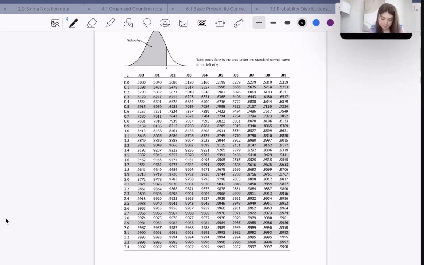And the opposite is true. Let's say we know the probability is 0.6736. Well, we've got to find that number here on the table, and we can find the z-score. We can say, oh, the z-score of that is 0.45. So basically, long story short, we can use this table.